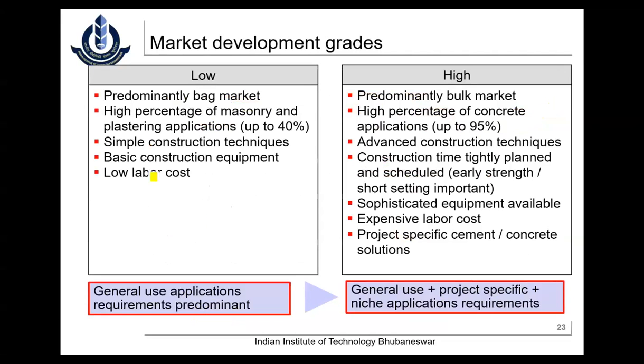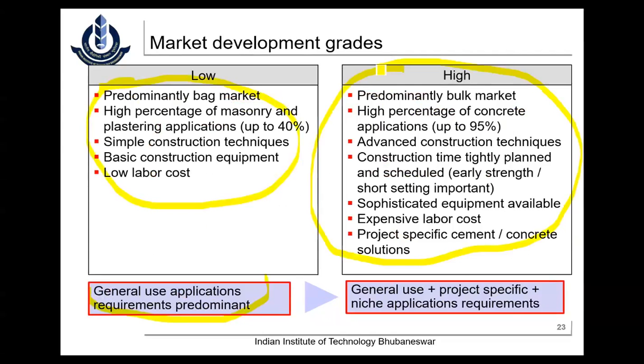Now coming to the market development grades, these are for various applications. When you come into the concrete market, you have a huge market. For masonry, plastering works and the small things, the market is very low. But for cement manufacturers, the concrete applications are a very bulk market. A huge quantity is going on, and India is a developing country. In the coming 20 years, definitely we have a huge role to play.